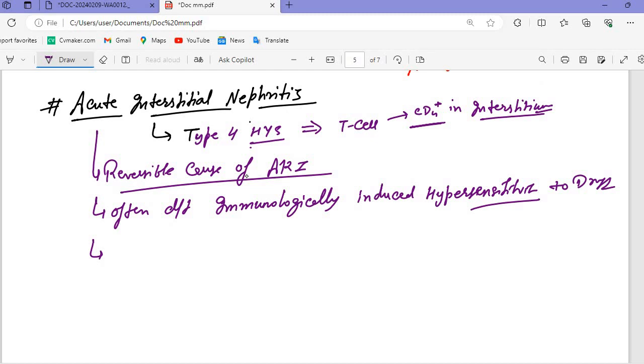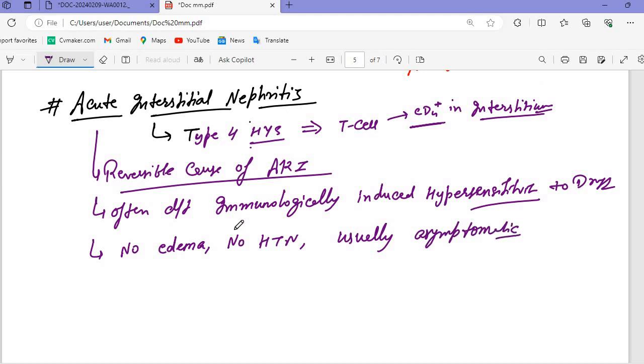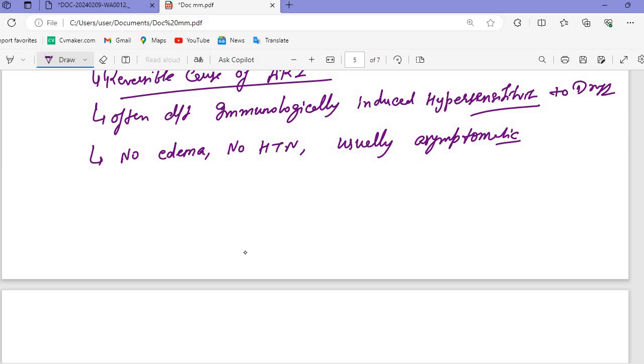The patients are mainly asymptomatic; they don't have any symptoms. There is no edema and no hypertension. The most common extra renal symptom we see in these cases is the rash.